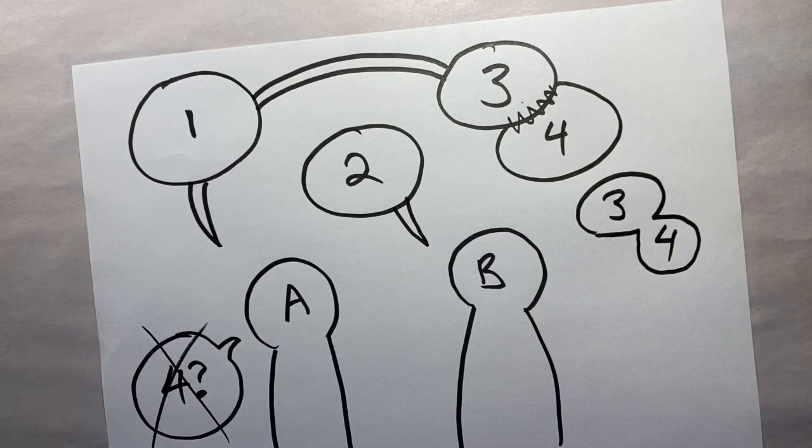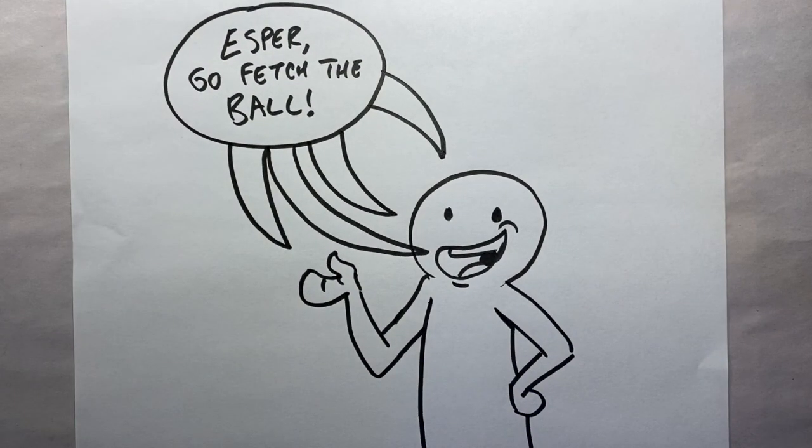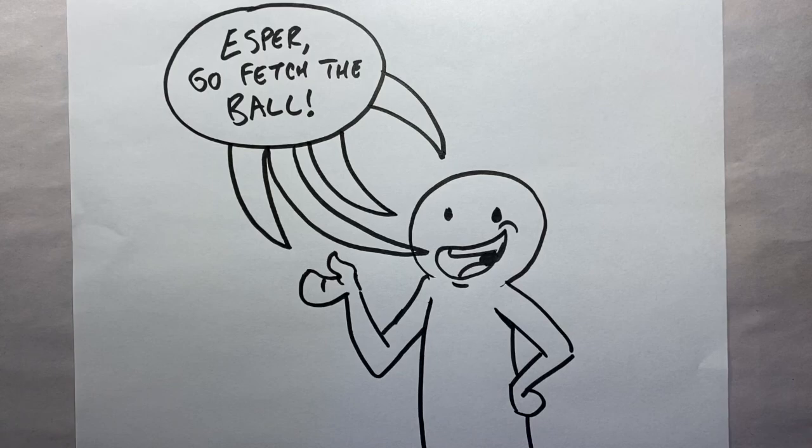So next up, let's go over the tails to word balloons. Now, a word balloon can't be complete unless it has a tail indicating where the sound is emanating from. So I have a figure right here yelling, "Esper, go fetch the ball," with 4 different word balloon tails coming from the word balloon. So let's examine them and see which ones are correct and which ones aren't.